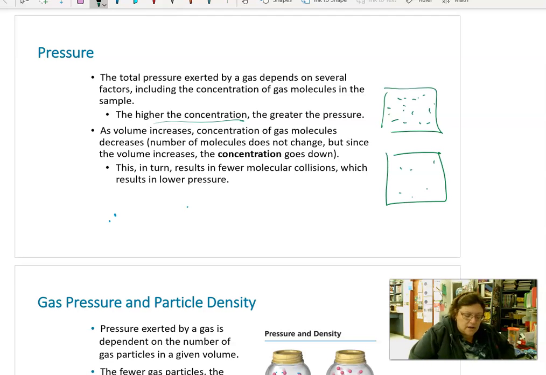Now, if you change this, if we take this room and you're in my room walking around and we suddenly cut it in half, you're all going to be closer together, aren't you? That's a higher concentration. So you can change concentration either by putting more particles in, or by changing the volume so the volume gets smaller.